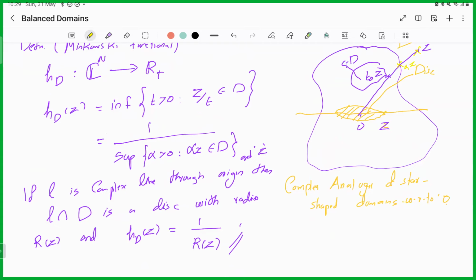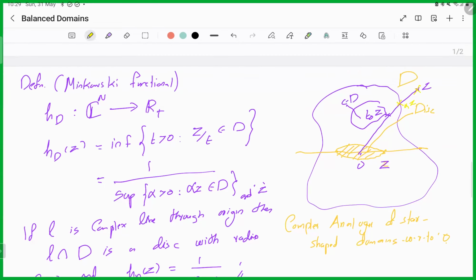Actually, if D is bounded, the supremum surely exists. That means it's a finite number. If D is unbounded, your question is right actually. It may happen that the supremum is infinite. Actually, we say that it does not exist, but the supremum is equal to infinity. These are the two possibilities, either finite or infinite. If D is bounded, it is surely finite, because alpha z is the ray passing through the origin, and if D is bounded, the ray is surely intersecting the boundary.